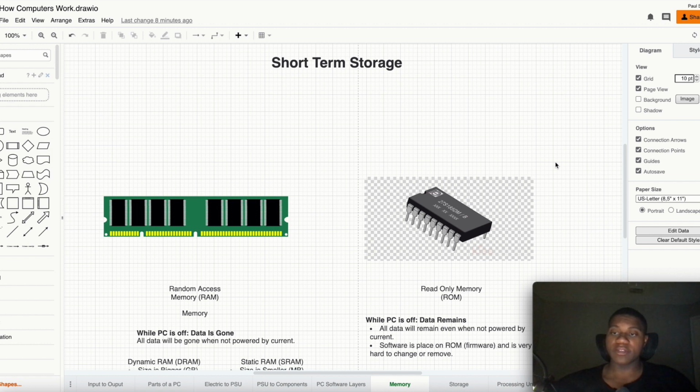And then you have long-term storage. That's for saving stuff long-term. It's your hard drives, your CDs, your USBs. And that is for saving stuff that you're not currently working on now. You want to save it for later.